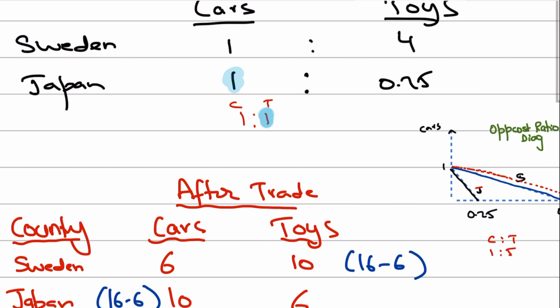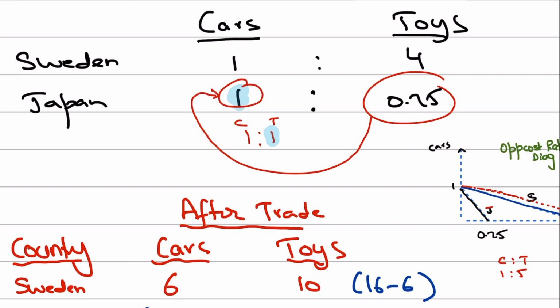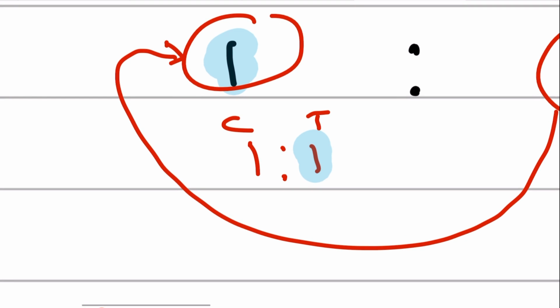But previously, if Japan produced 0.25 toys, that is not even half a toy, 1/4 of a toy. Japan could only produce 0.25 toys. At the same time, it had to sacrifice one whole car for only 0.25 of a toy. But now Japan is better off, because initially it was consuming 0.25 of a toy by sacrificing one car. But now Japan is actually consuming one entire toy by sacrificing the same one car.